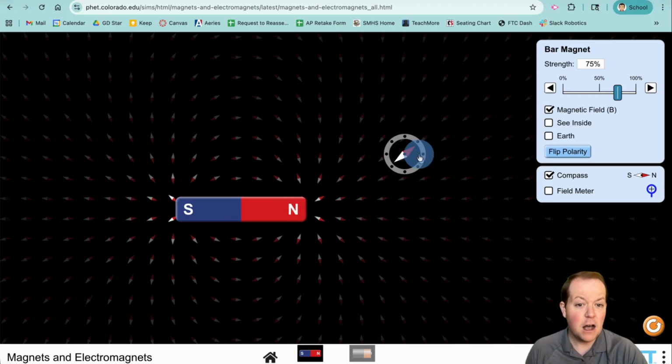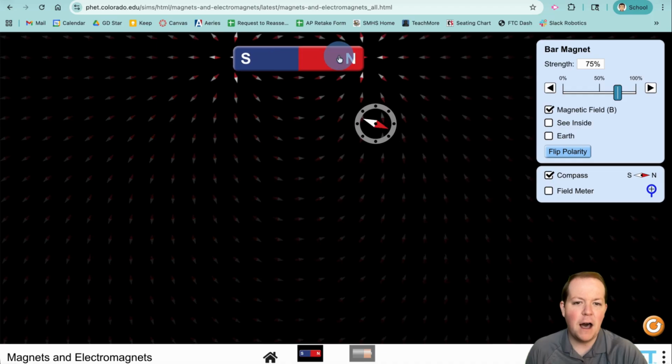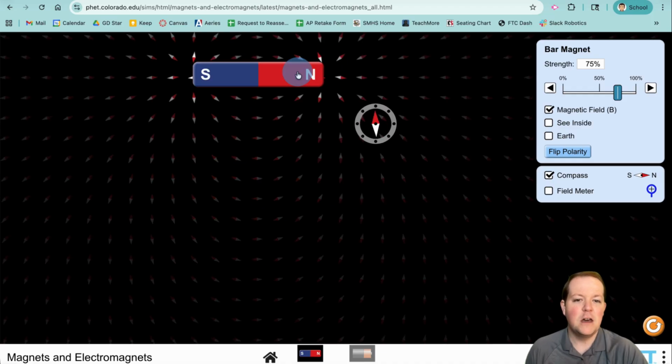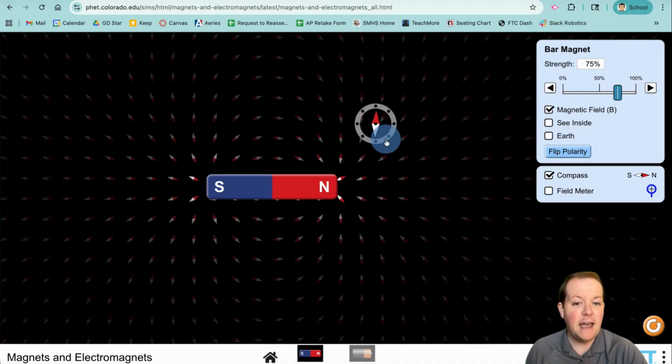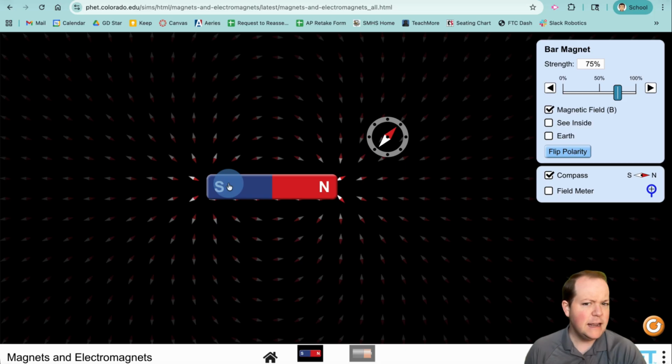And here I have a compass, okay? Remember, a compass is itself a little magnet. So if I move this magnet around, the compass is going to react. And in fact, this compass here is going to align itself. It's going to match this magnetic field. Okay, so something potentially new. Magnets do exert a force, and we can represent that force at a distance with magnetic fields.